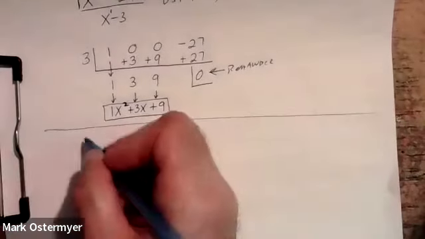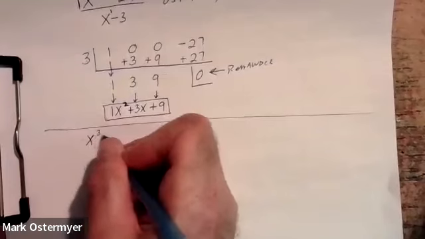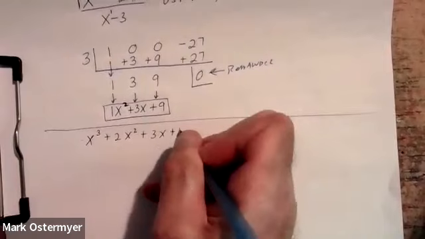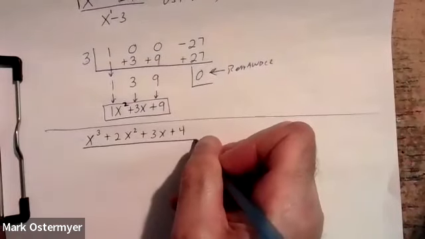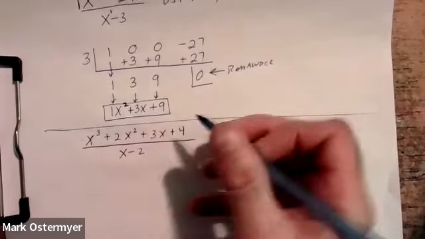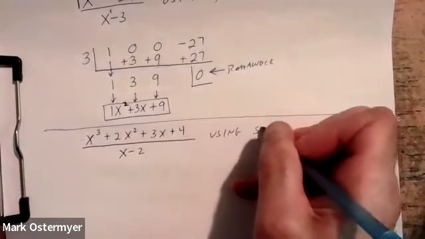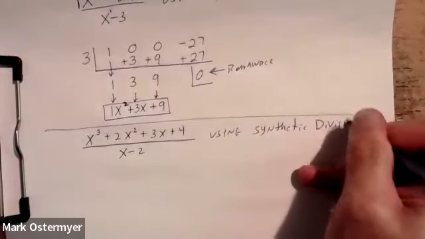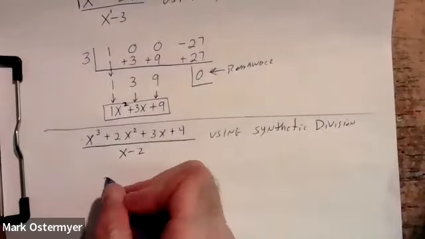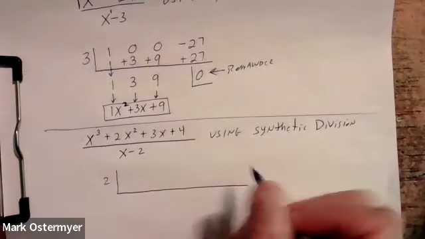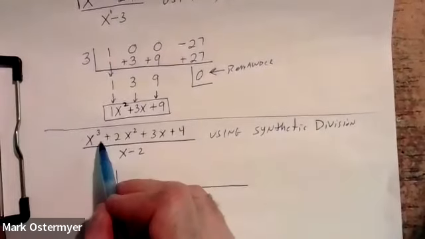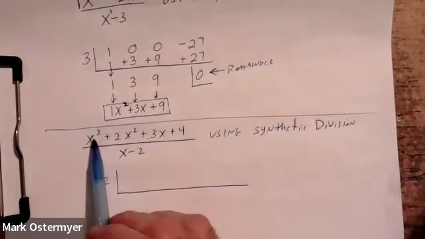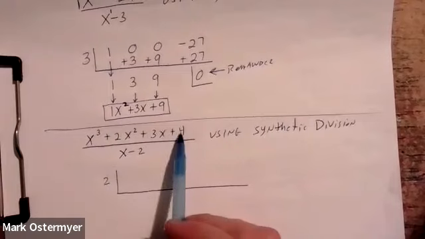Let's try another one here. Let's try to divide x cubed plus 2x squared plus 3x plus 4 by x minus 2 using synthetic division. So I'm going to divide positive 2 synthetically into the coefficients of my dividend. Notice I'm not missing any powers of x in my dividend. I have a third degree term, second degree term, first degree term, 0 degree term.